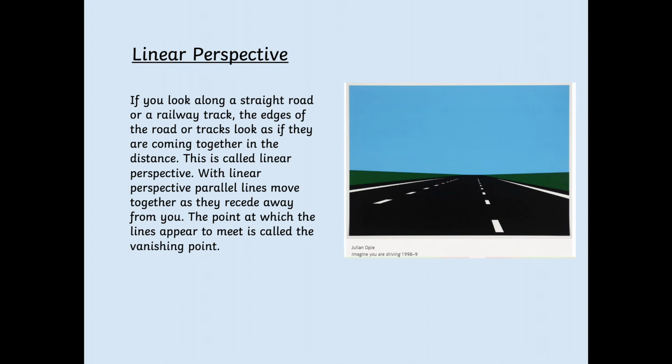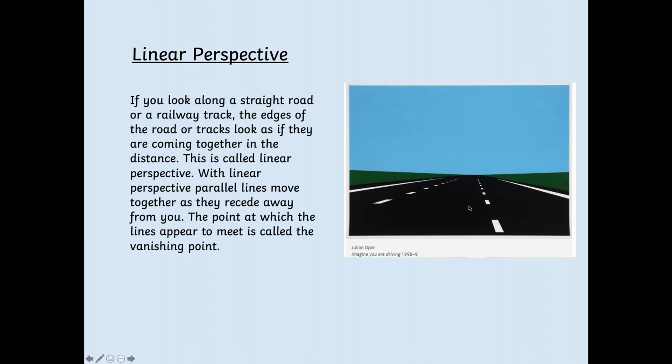Now, linear perspective is if you look along a straight road or a railway track, the edges of the road or tracks look as if they're coming together the further away they are. This is called linear perspective. With linear perspective, parallel lines move together as they go away from you or recede away from you. The point at which the lines appear to meet is called the vanishing point.